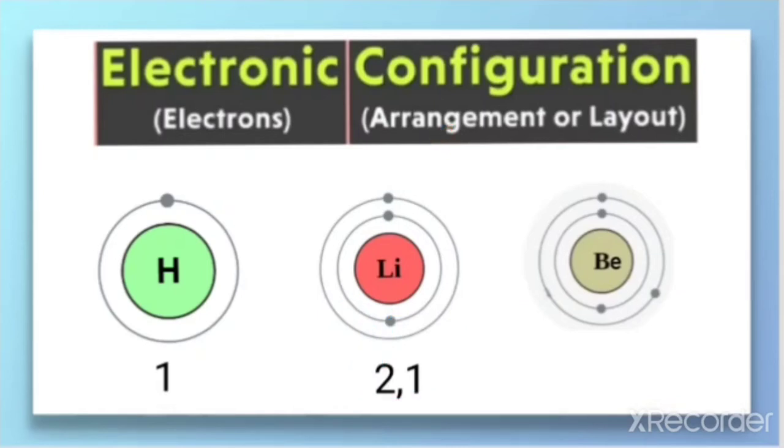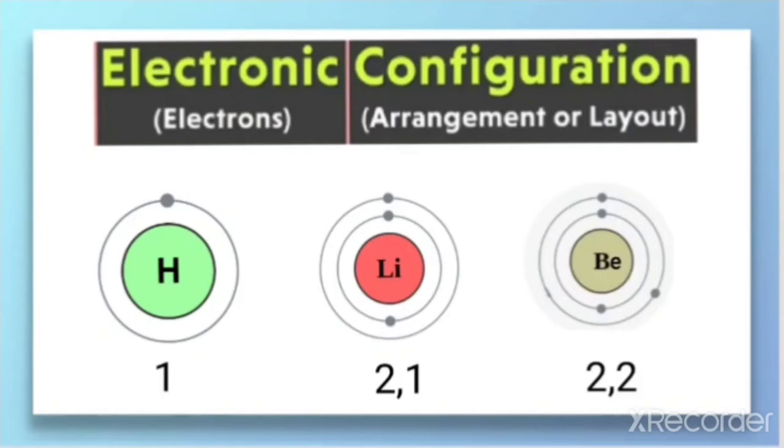In the same way, when you find it out for beryllium, what will be the electronic configuration? That is 2, 2. Why? Because there are 2 electrons in the first shell, which I mentioned here, and there are 2 electrons in the second shell also. So therefore, we need to write 2, 2. That is 2 electrons in the first and 2 electrons in the second shell. So it is very easy.